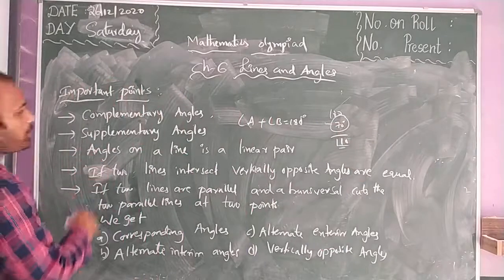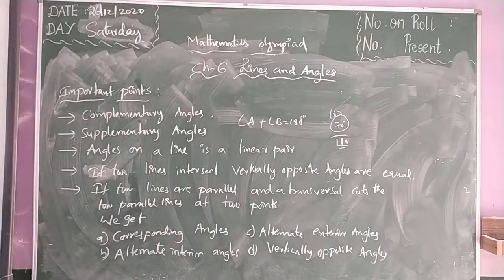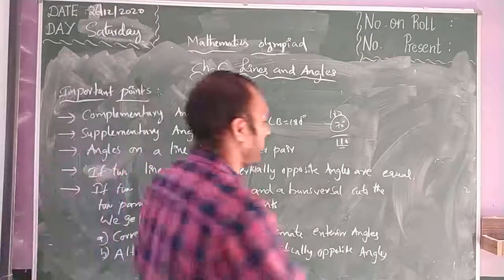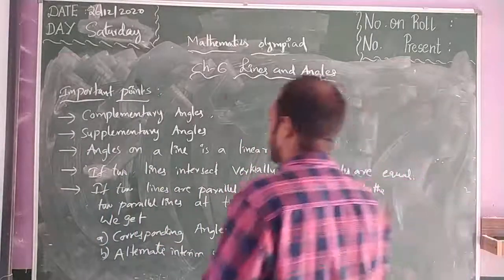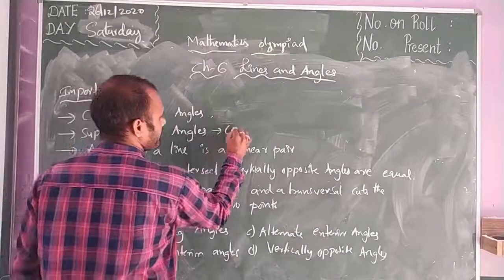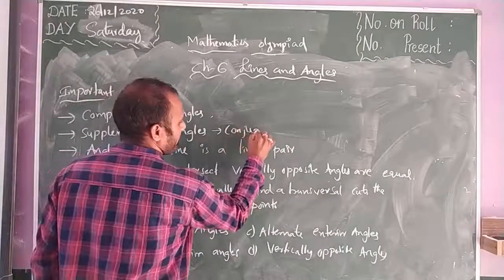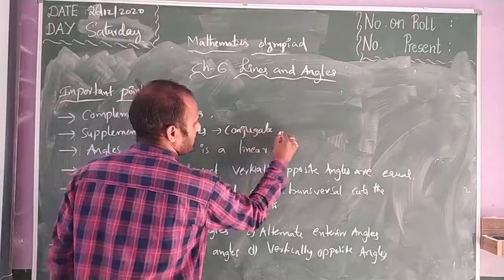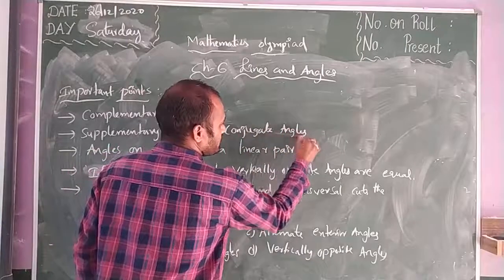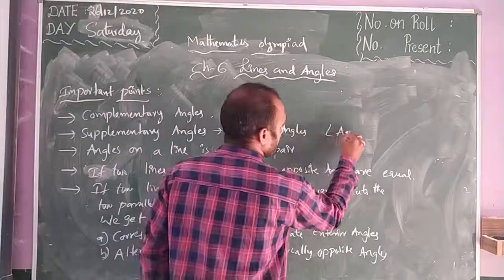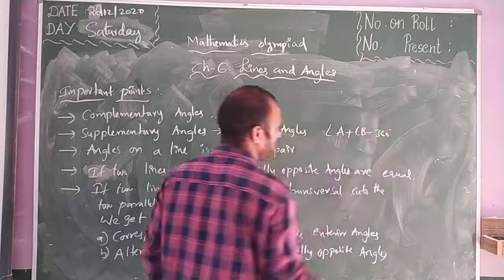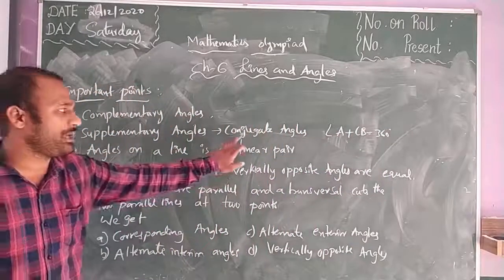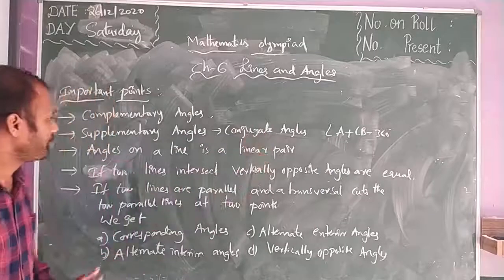Next we have third one, conjugate angle. So one more over there is conjugate angle. So right here it has conjugate angle. So conjugate angle means sum of the two angles is 360 degrees. If the sum of the two angles is 360 degrees, I can call that two angles as conjugate angles.